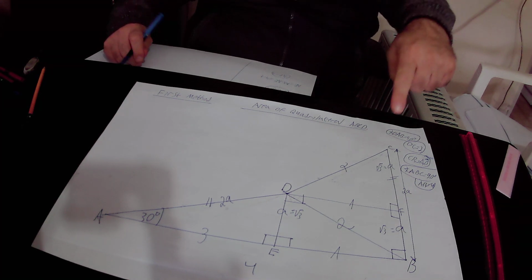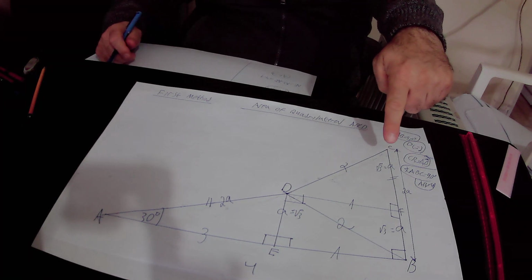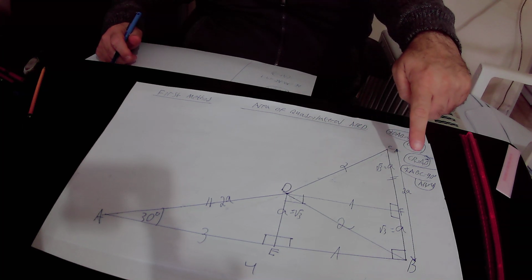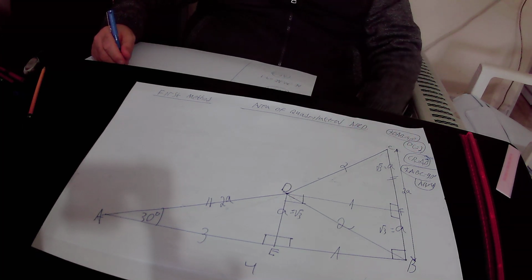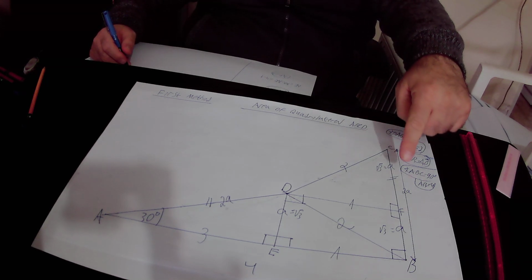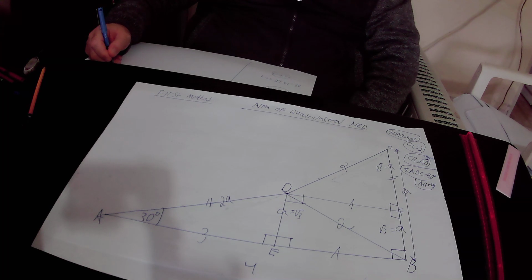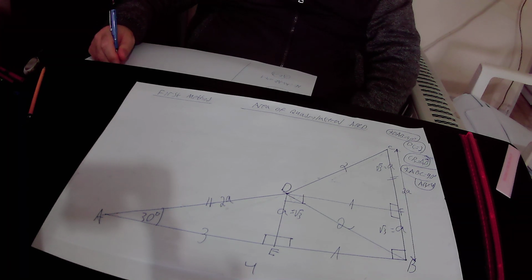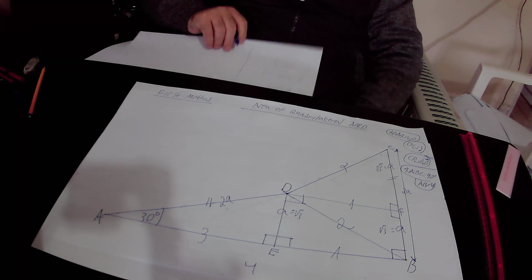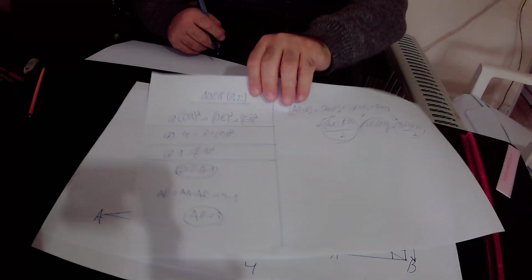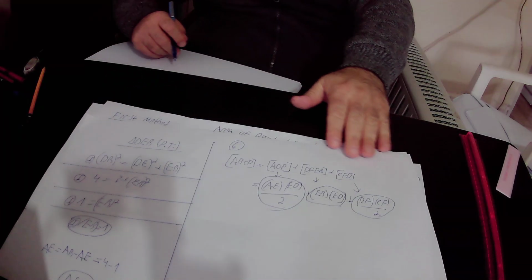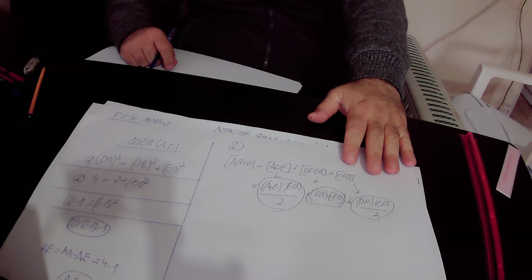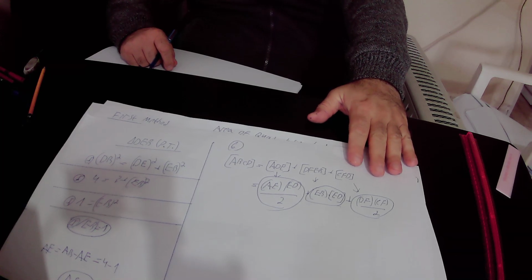And the area of triangle CFD will be equal to the base of the triangle, that is DF, times the height to the base, that is CF, over 2. So the area of the right triangle CFD equals the base DF times the height CF over 2.